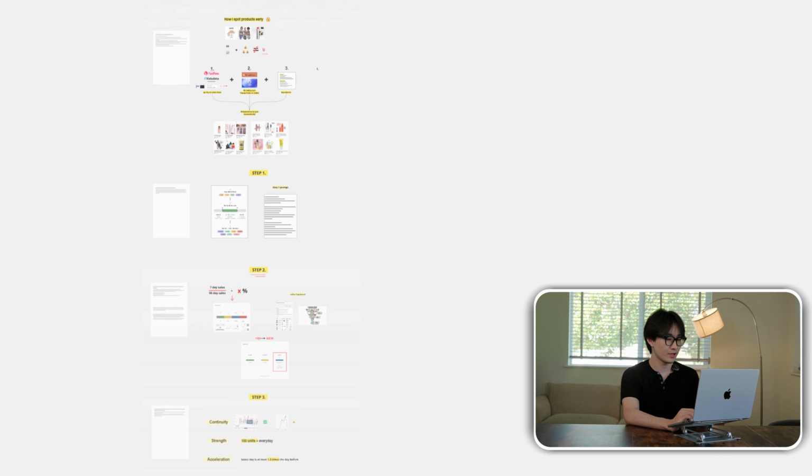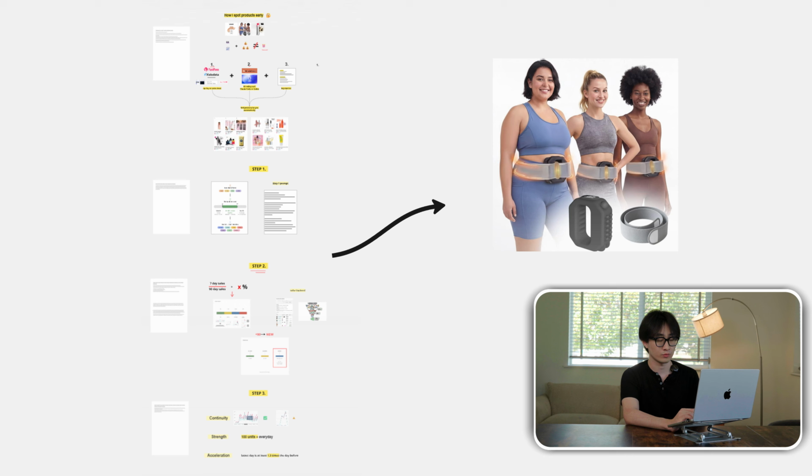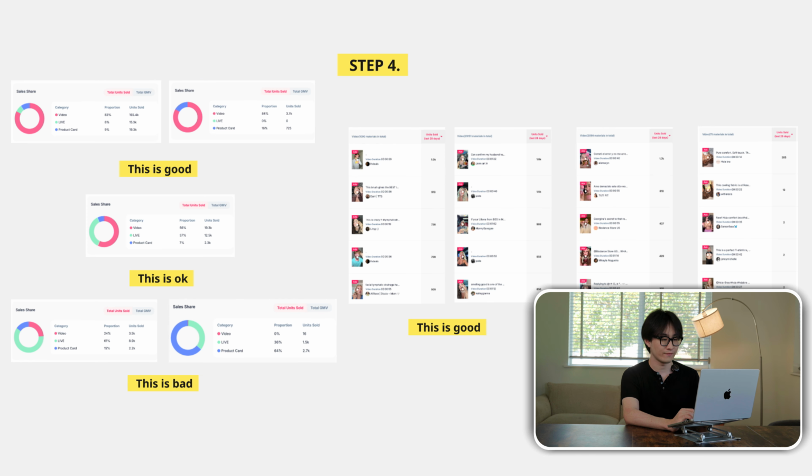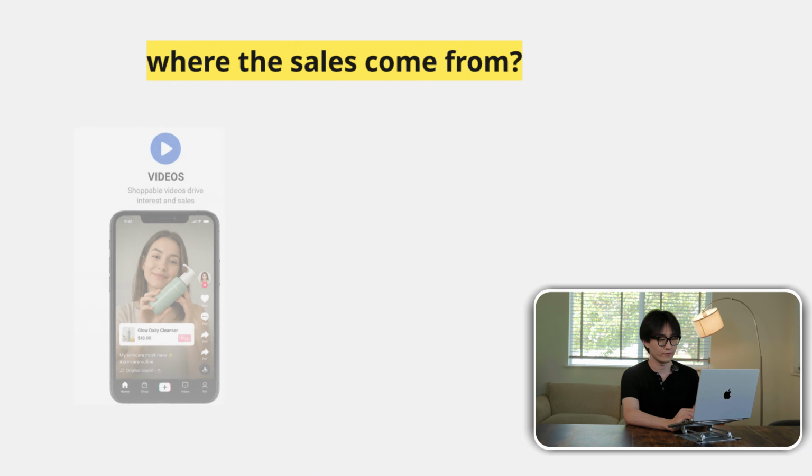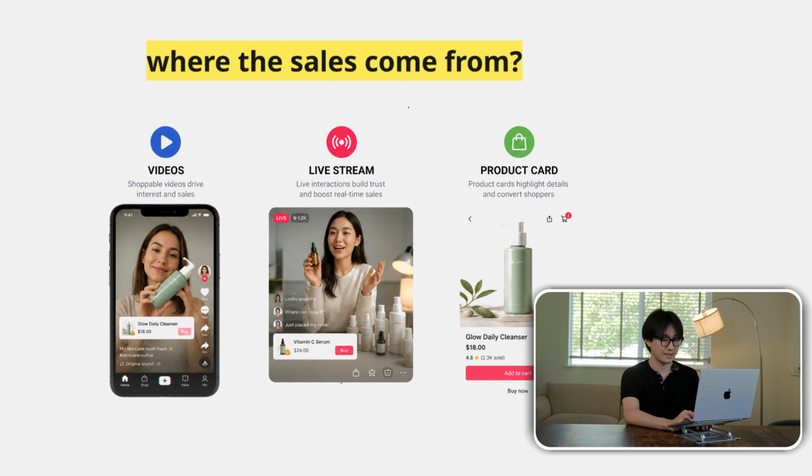And so last step, after everything above, we already got the products with a real potential. Now, we have the one final check. We need to click into the product detail page to find out. First, check where the sales come from. The product sales can come from videos, live streams, or product card. Ideally, videos are 70% or more, at least 50%.